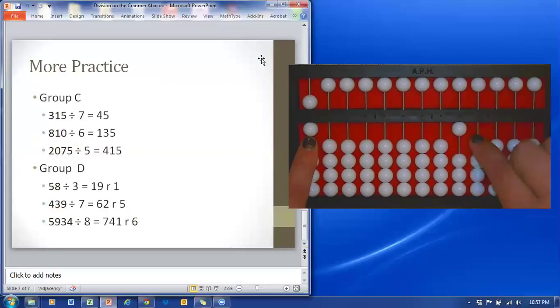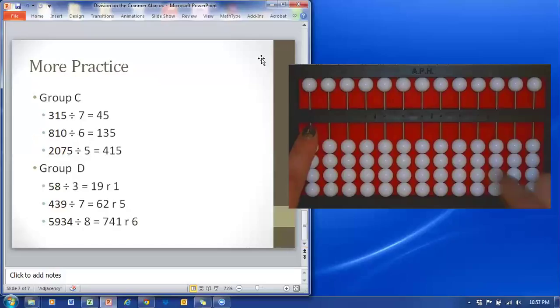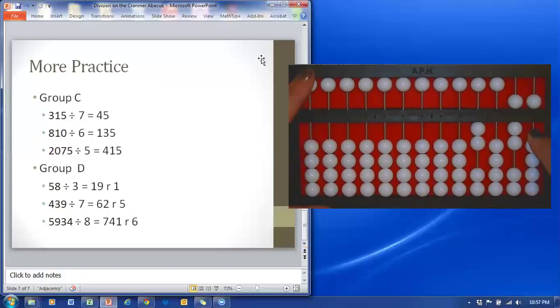Let's clear that out and do the third problem, a 4-digit. This 4-digit number is 2075. I'm going to divide this time by 5.